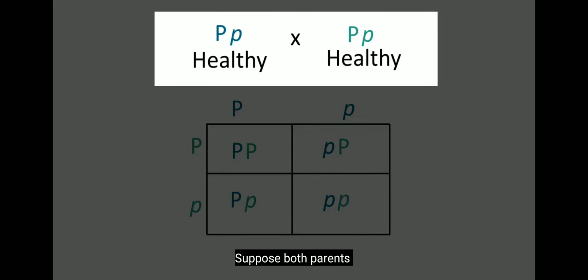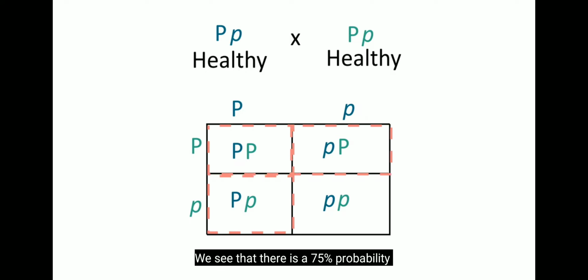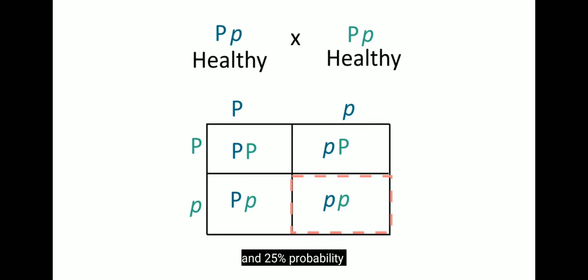Suppose both parents are carriers for PKU. Each of them can pass on either a normal allele or an allele causing the disease. We see that there is a 75% probability that their child is healthy and a 25% probability that their child will suffer from PKU.